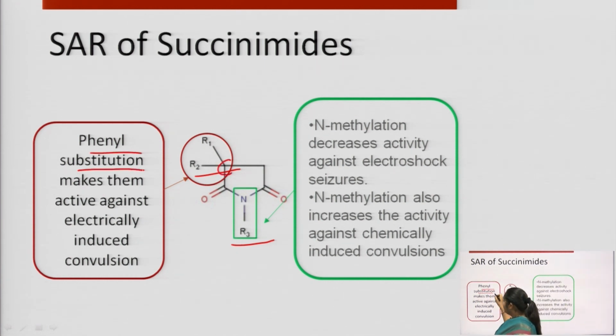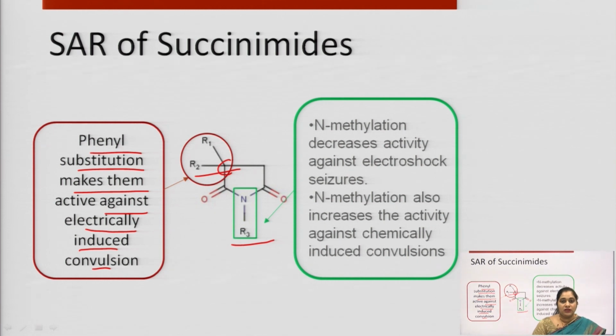Phenyl substitution makes it active against electrically induced convulsions. So, this is the thing that we should keep in mind. There are basically two different types of induced convulsions: one is electrically induced convulsions and another one is chemically induced convulsions. Electrically induced convulsions can be treated only when this position is substituted with a phenyl ring. For example, some patient may have started producing these convulsions after an electric shock or something like that.